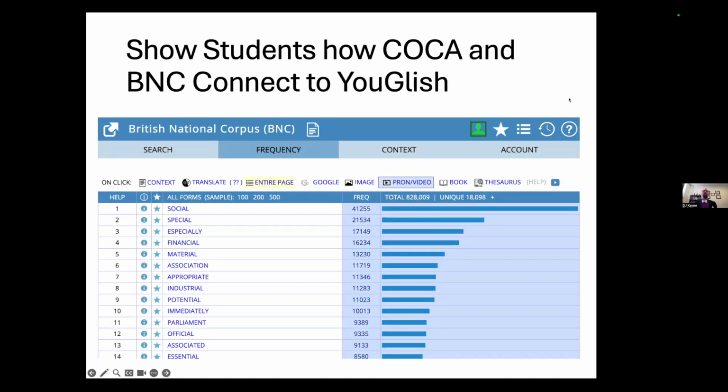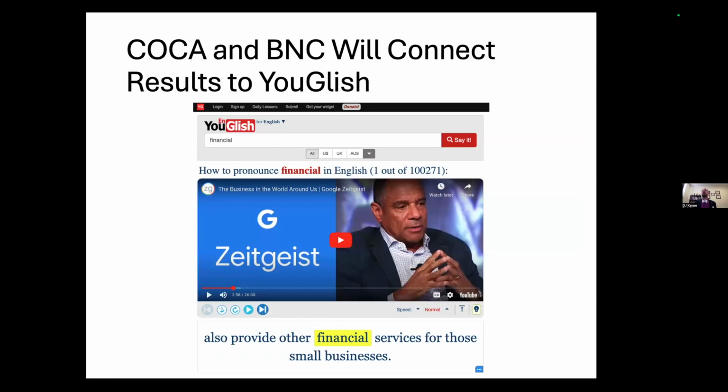And then here I'm just showing you the BNC, the British National Corpus. The user interface is the same as COCA. But what I want to show here is when you run a search, if you then click on pronunciation video, so right here, then if you click on one of these words, let's say that I've clicked on the word financial, it's going to take you to Youglish, and then you'll be able to watch different videos.